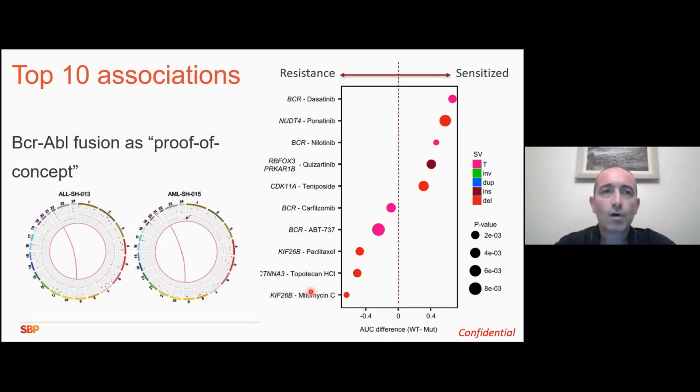So we chose this BCR-ABL fusion as our proof of concept. And these are just the 2 Circos plots here at the bottom, showing this translocation from chromosome 22 to 9 in both samples. And if you remember from the start, one of the samples also had a deletion of the Y chromosome, and that's marked here with the arrow.